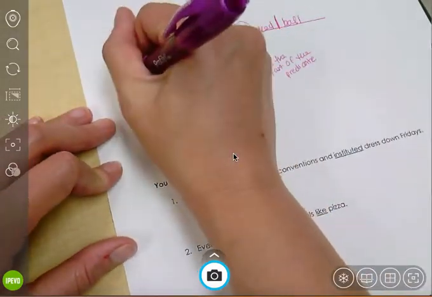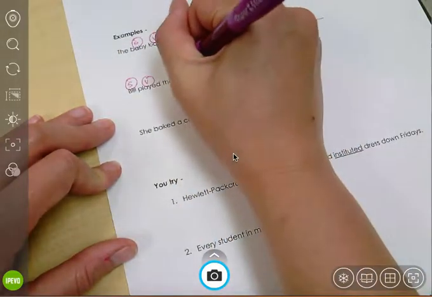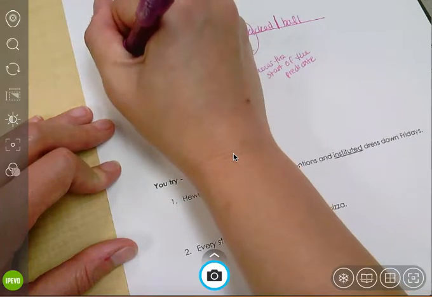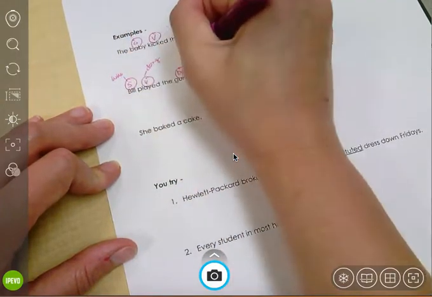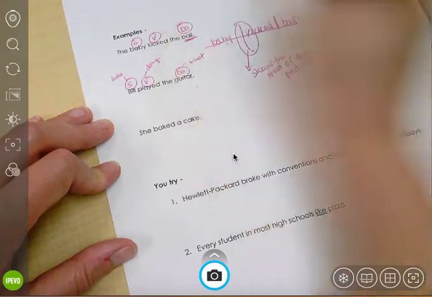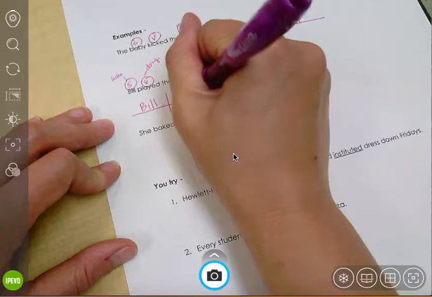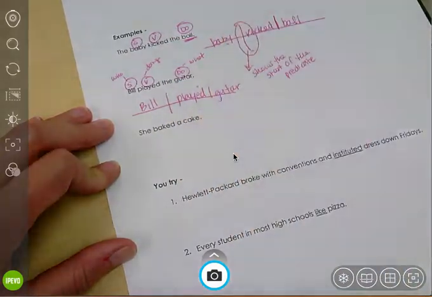All right, let's try this one. Bill is going to be my subject. He is playing, so that's our verb. And then what are they playing? Guitar. Doing what? All right, let's diagram. Bill played, and then guitar is our direct object.